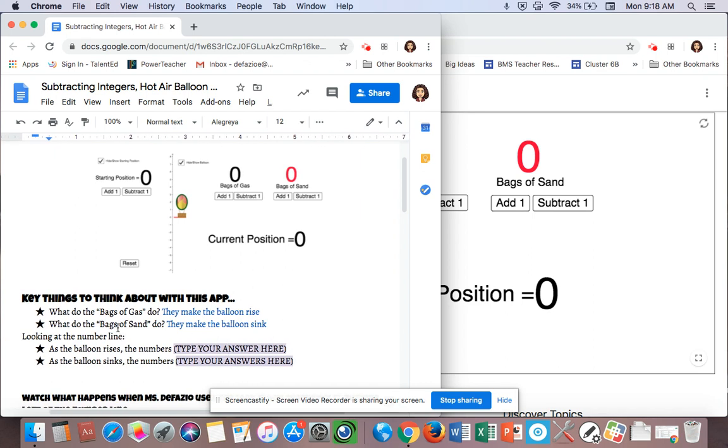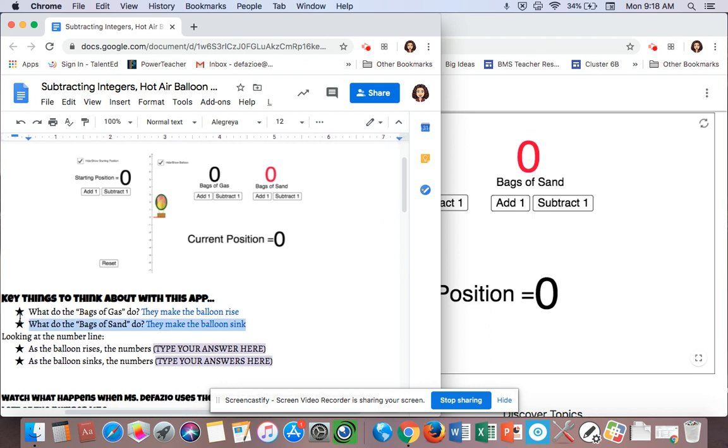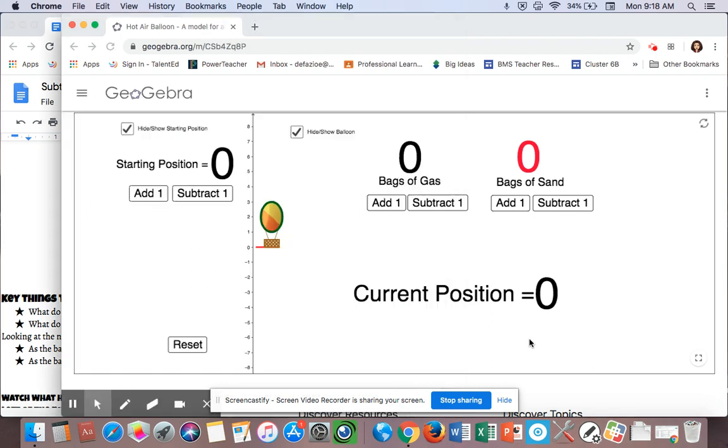So let's start out with looking at when it says, what do the bags of gas do? What do the bags of sand do? Now, you might be a little confused because why are we talking about bags of gas and bags of sand? But this application that we're going to be using gives a visual of adding and subtracting integers with a hot air balloon. I don't know if anyone's ever been in a hot air balloon. I personally have not. It looks really cool, very pretty, but the concepts of a hot air balloon, that's what we're going to be using today.